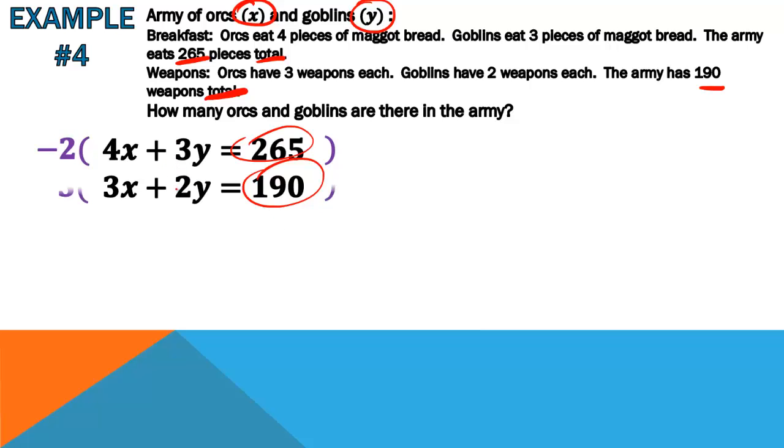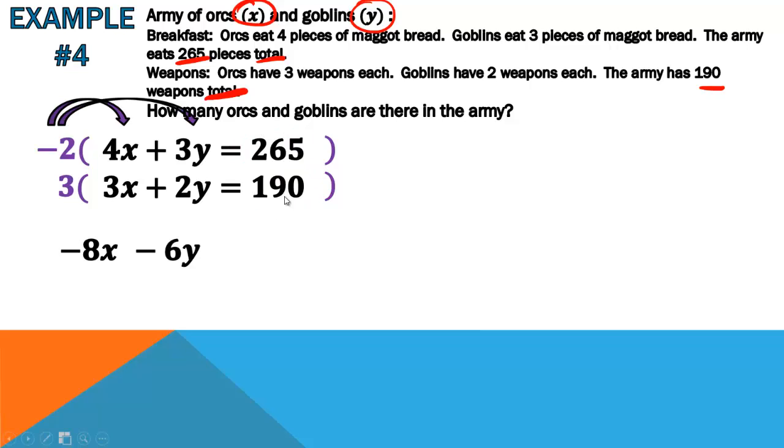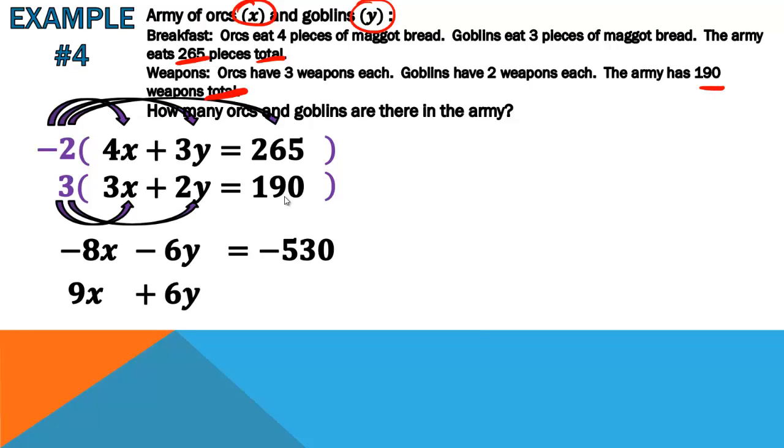I'm going to multiply the top by -2 and the bottom by 3. Remember, you're taking the top multiplying it by the bottom, and the bottom multiplying it by the top. And because these both have the same sign, I have to make one of them negative. So now I multiply each part by -2 and I get -8x minus 6y equals -530. Then on the bottom, I multiply each thing by 3, so we get 9x plus 6y equals 570.